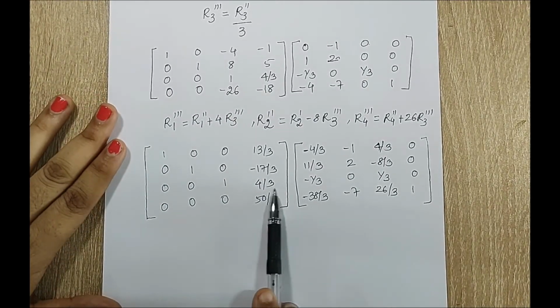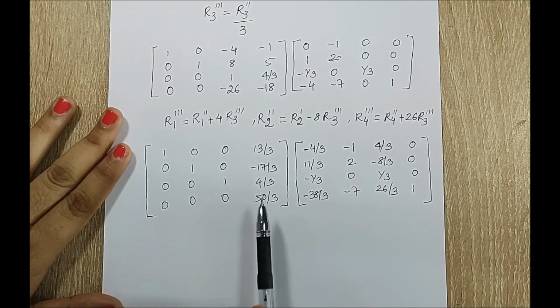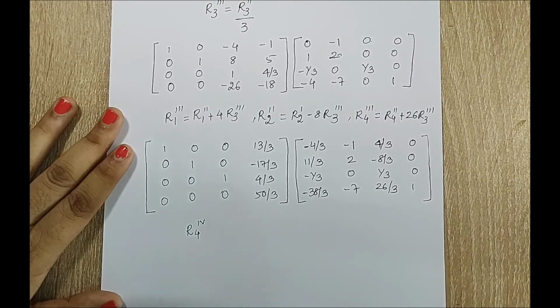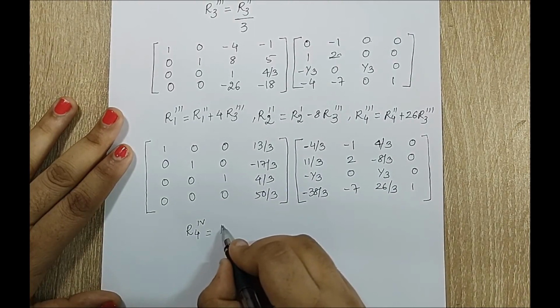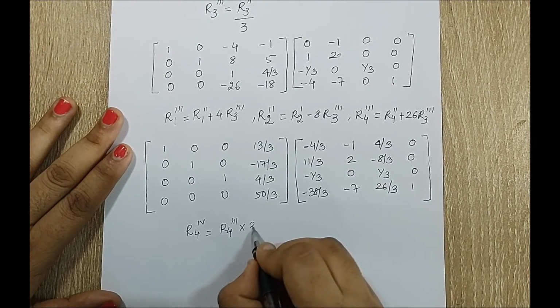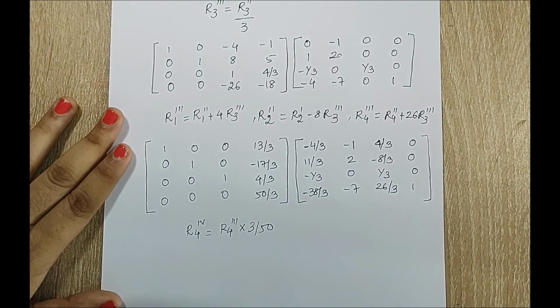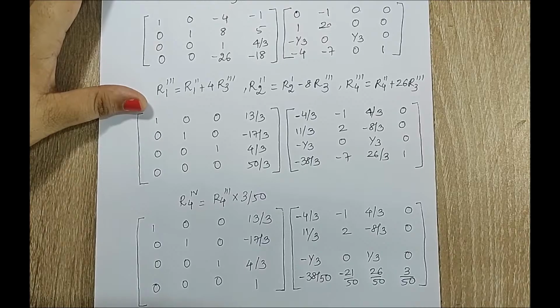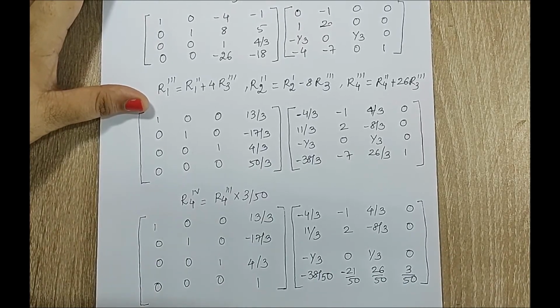Next I am going to convert this number into 1. So for this I'll have R4'''' will be R4''' into 3 by 50. When I multiply this with 3 by 50, I'll get 1. So this is the matrix that I obtained by this operation.